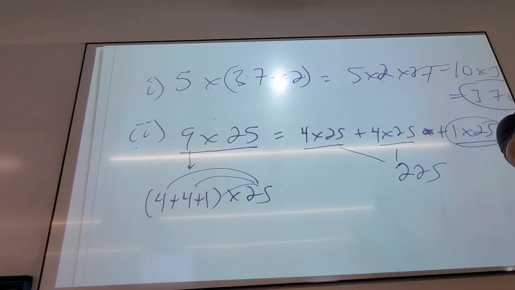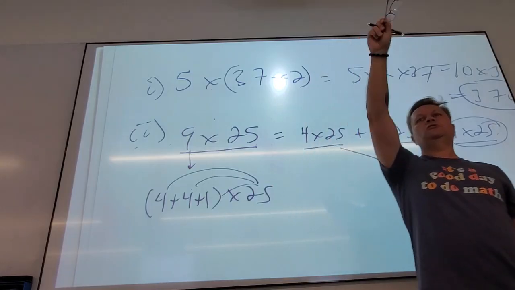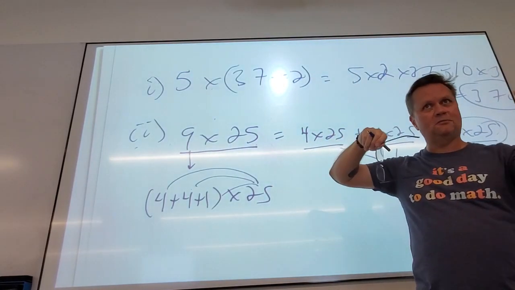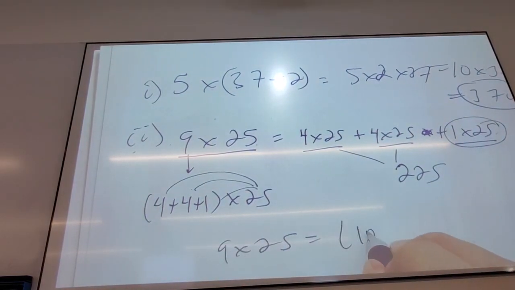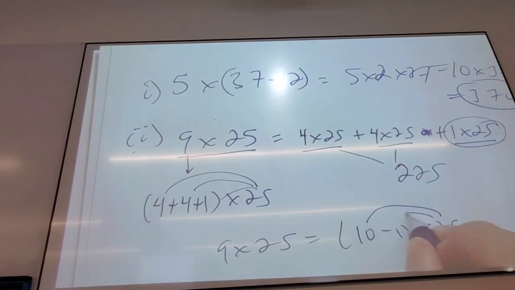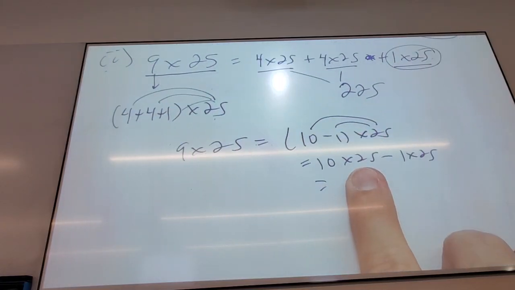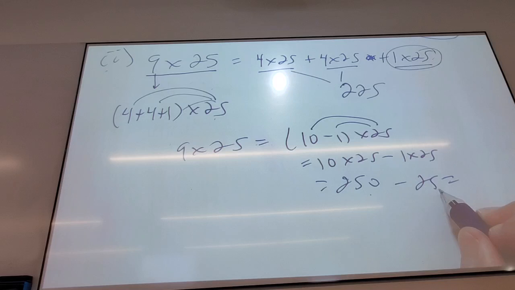Does anyone see a different way to do it using subtraction? I used addition, yes? 25 times 10. Yeah! 9 25s is 10 25s, take away 1 25, right? So if I take 9 times 25 and I write that as 10 minus 1 times 25, distribute, that's 10 times 25 minus 1 times 25. That 10 times 25 is 250. 1 times 25 is 25. 250 minus 25? 225, same answer, of course.